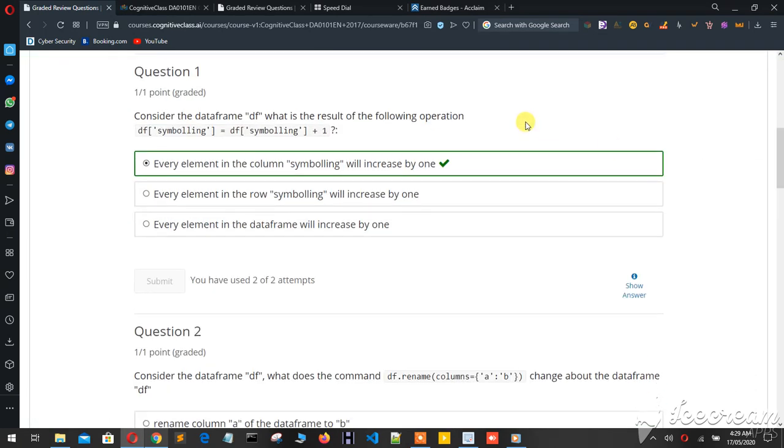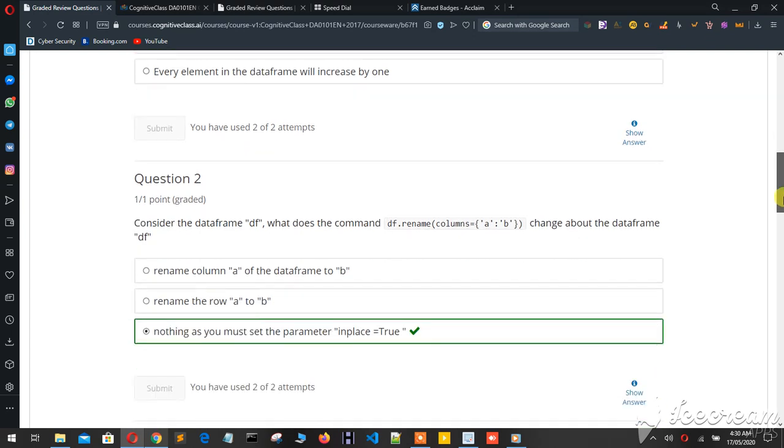So the first question is: consider the data frame. The df is defined by the function DataFrame. What is the result of the following equation? df['sibling'] = df['sibling'] + 1. So every element in the column sibling will be increased by 1. So that is the true option.